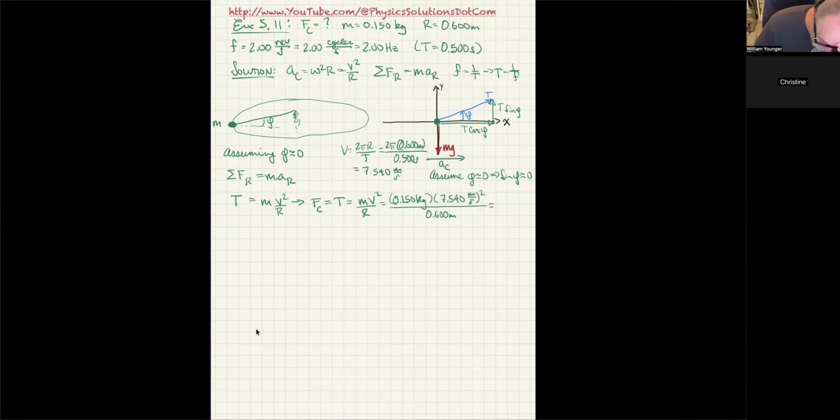So now I'm going to take this 7.540 and I'm going to square it. And then I'm going to multiply that by 0.150. And then I'm going to divide that by 0.6. And that's going to give me 14.21. And this extra zero was not a sig fig, so that's 14.21 newtons. Therefore, the centripetal force is on the order of 14.21 newtons. I don't know why I started writing meters per second there, but that's me.